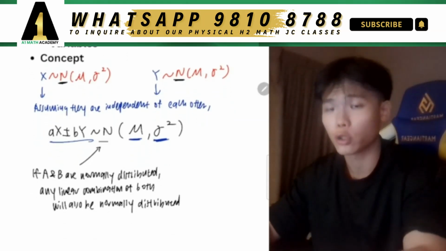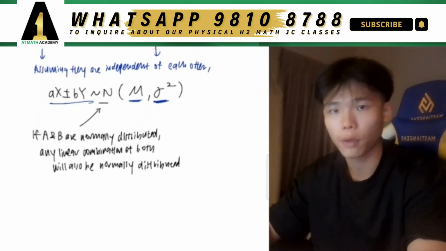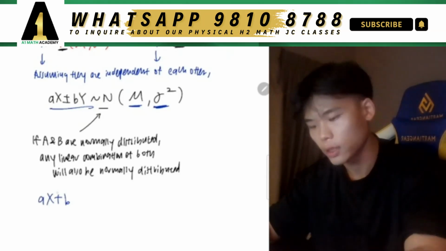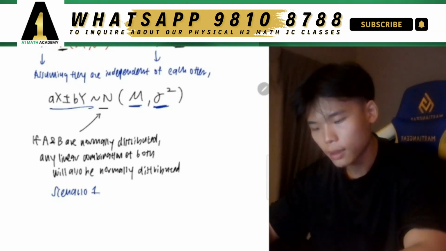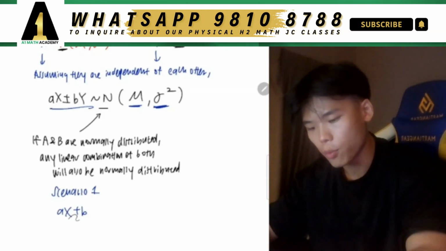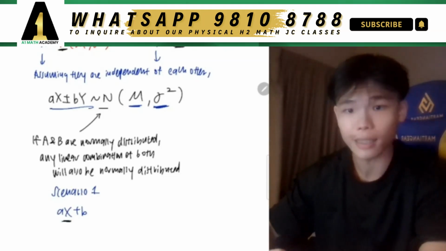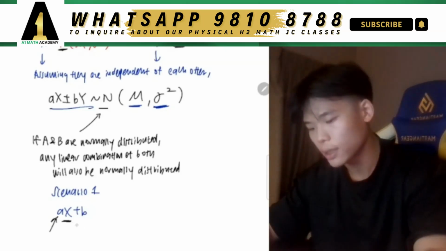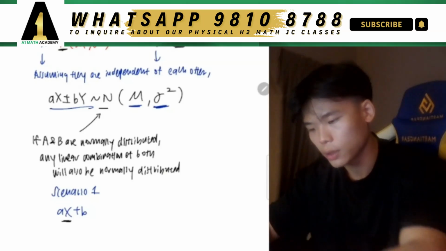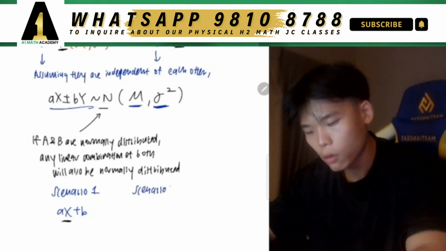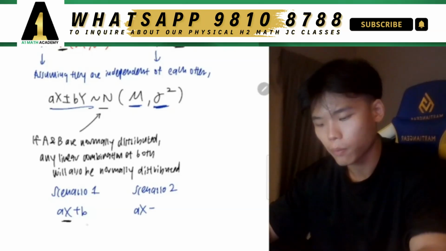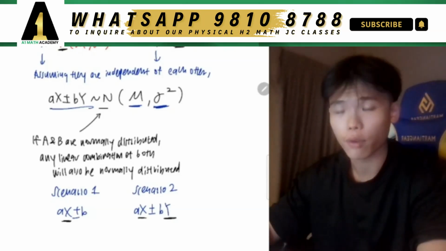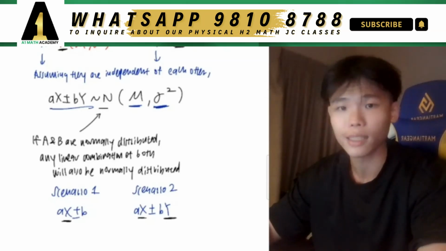This is where I want to introduce a couple of formulas. Let's say I have aX plus b. This is scenario 1, when I have just one variable, but then I scale it linearly. I include a gradient and then a sort of y-intercept, a vertical shift. And then there's another scenario, scenario 2, whereby I have aX plus minus bY, where I include two different variables, and they are a linear combination of both of them.